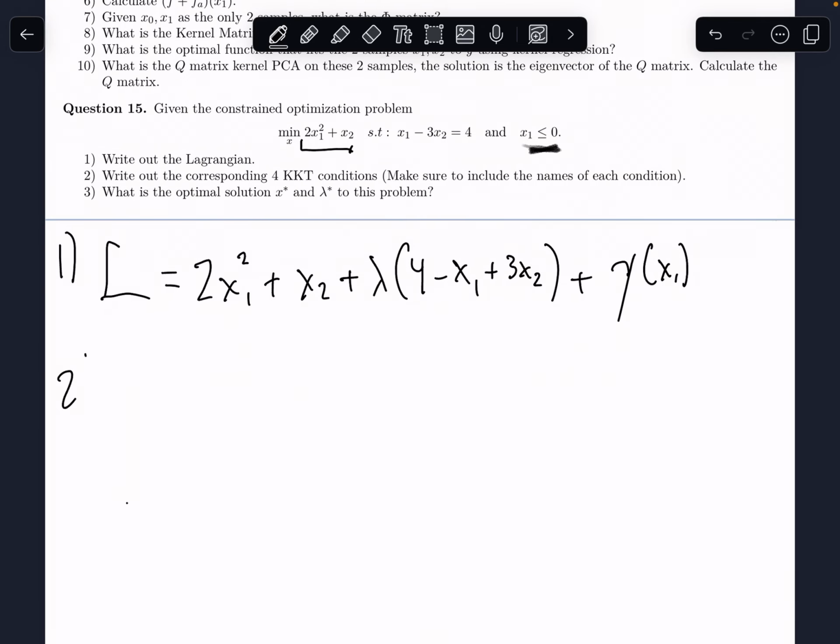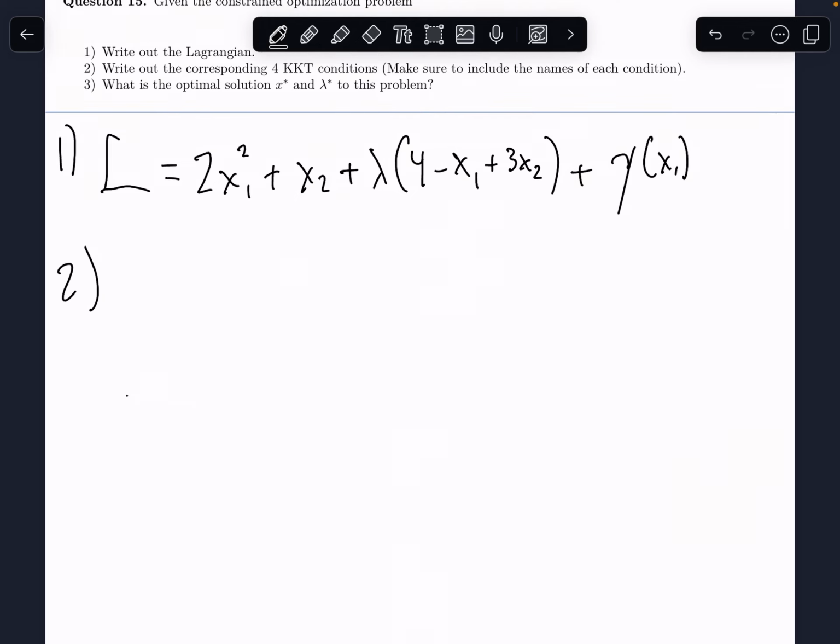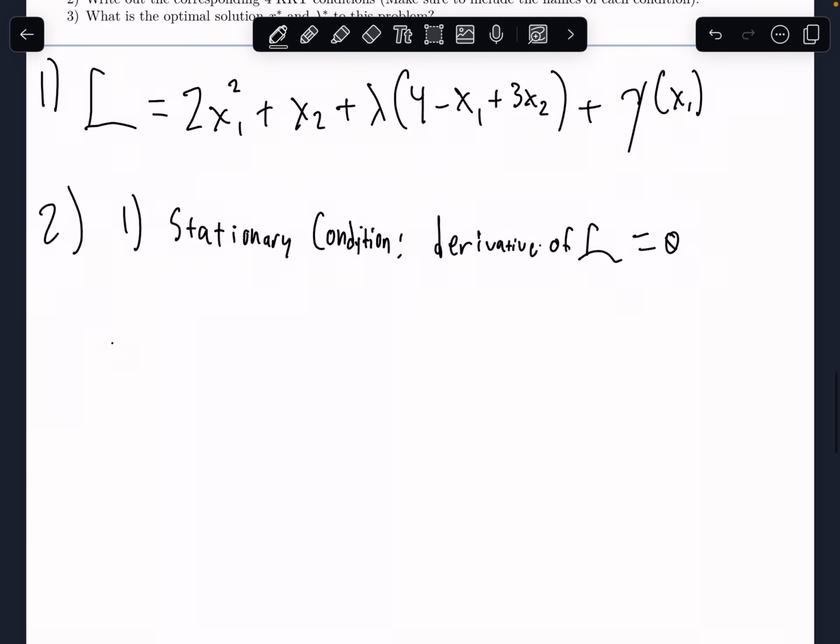So now, for the second part, write out our 4 KKT conditions. The first one is the stationary condition. You don't have to write this, but you do have to write at least the stationary condition name. So this is that all derivatives of L equal 0. So write this out, dL/dx.